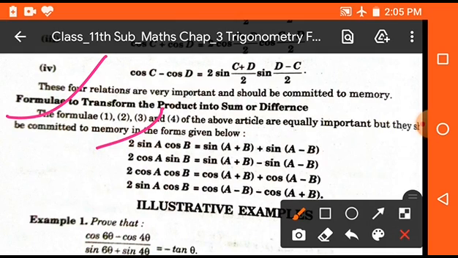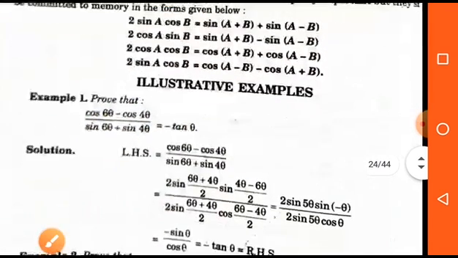So first is 2 sin A cos B is equal to sin(A+B) plus sin(A−B). Next one is 2 cos A sin B is equal to sin(A+B) minus sin(A−B). Third is 2 cos A cos B is equal to cos(A+B) plus cos(A−B). And the fourth one is 2 sin A sin B is equal to cos(A−B) minus cos(A+B). Clear students? Now we will solve some examples related to these formulas.